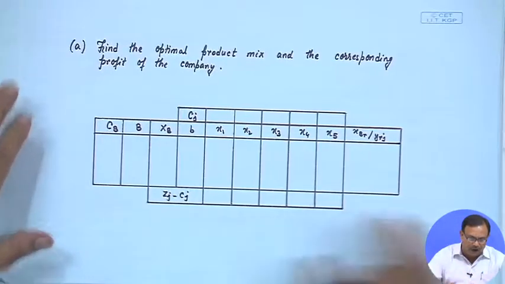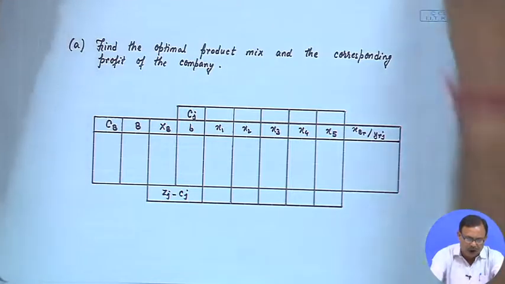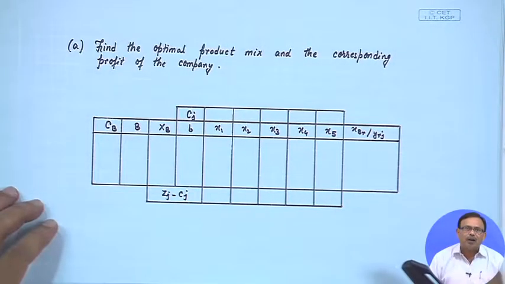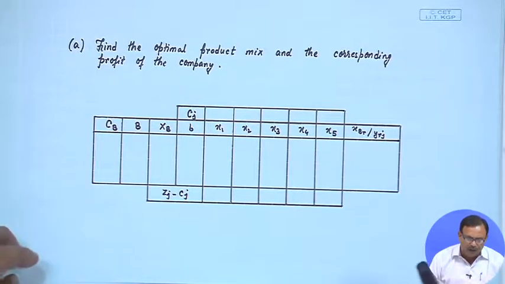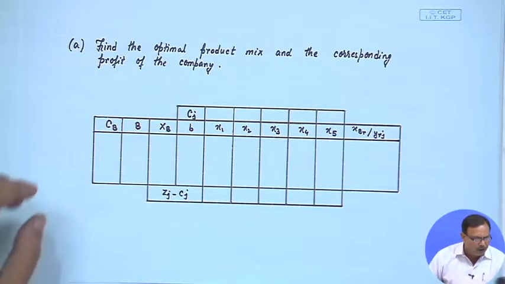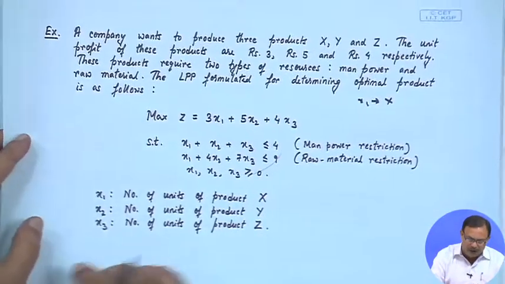The first one, if you see, is find the optimal product mix and the corresponding profit of the company. Or in other sense, if I have to say, you just find out the solution of the simplex problem whatever we have given. So, your simplex problem was this.